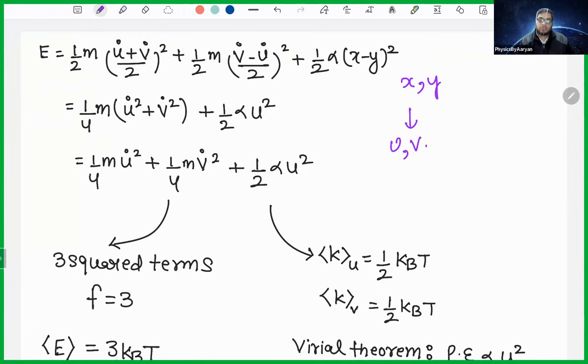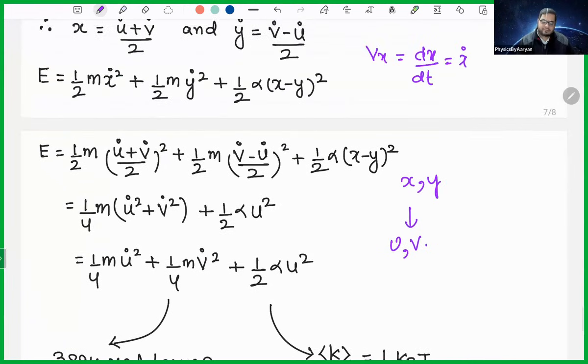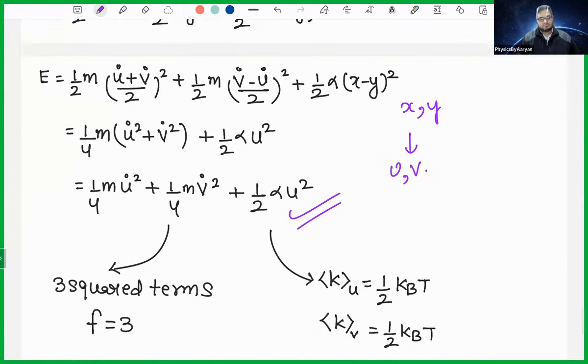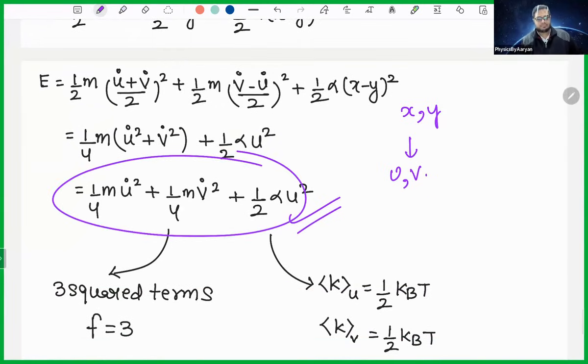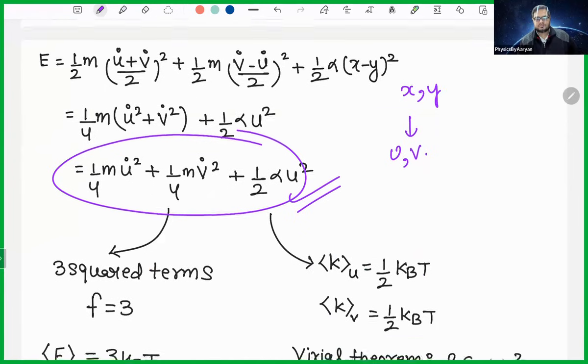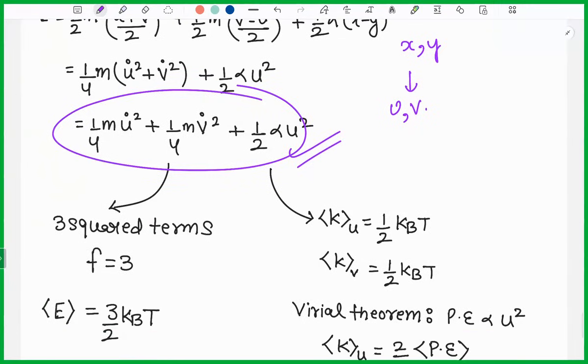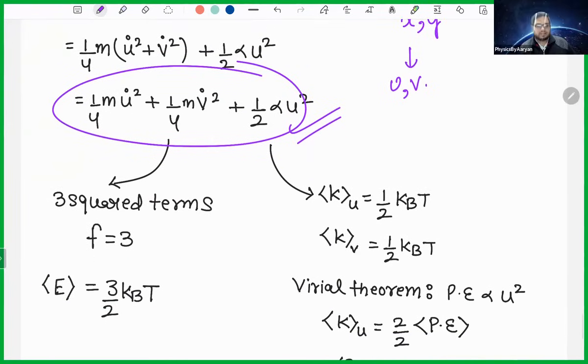By doing so, what problem have I solved? The problem I have solved is that when I was writing my equation in xy, they were coming together. But when I'm writing my equation in uv, are u and v coming together or separately in every term? Separate. So yes, we are changing the basis. Decoupling. How many square terms are here? Three. So can I directly say my energy is 3 by 2 kBT?